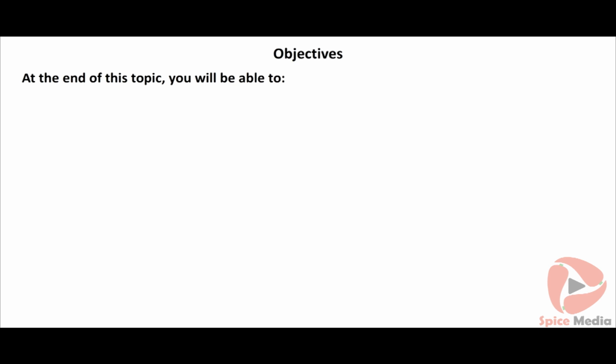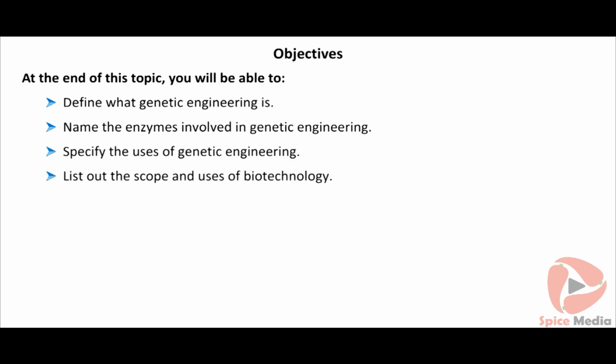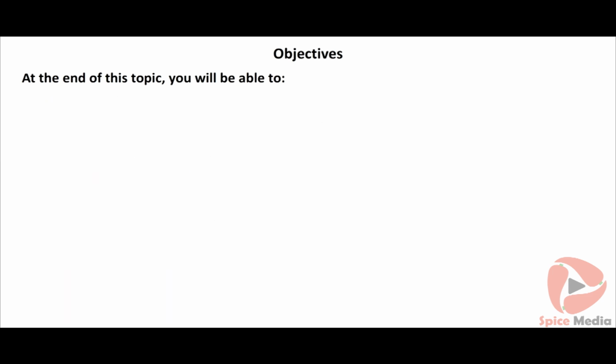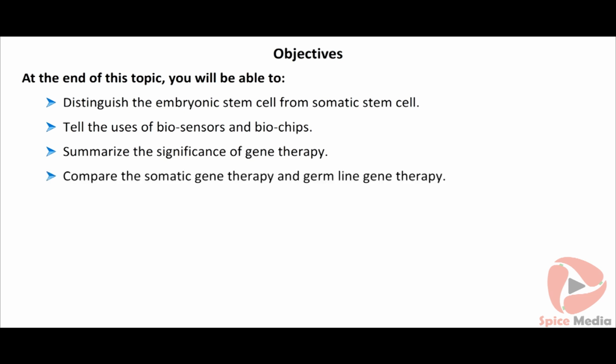At the end of this topic, you will be able to define what genetic engineering is, name the enzymes involved in genetic engineering, specify the uses of genetic engineering, list out the scope and uses of biotechnology, define what a clone is, explain the techniques of cloning, discriminate the natural clone from artificial clones, describe the stem cell culture and its uses, distinguish the embryonic stem cell from the somatic stem cell, tell the uses of biosensors and biochips, summarize the significance of gene therapy, and compare somatic gene therapy and germline gene therapy.